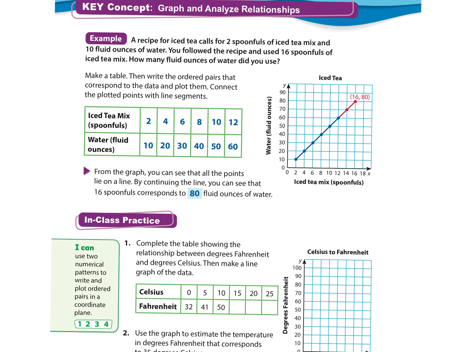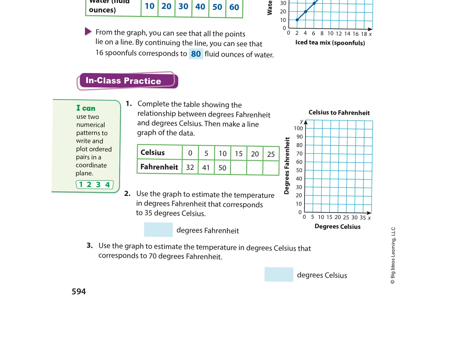Okay, here's the first one that we are doing together. It says complete the table showing the relationship between degrees Fahrenheit and degrees Celsius. Then make a line graph of the data. So here, what I'm going to do is find a pattern between my Fahrenheit numbers.